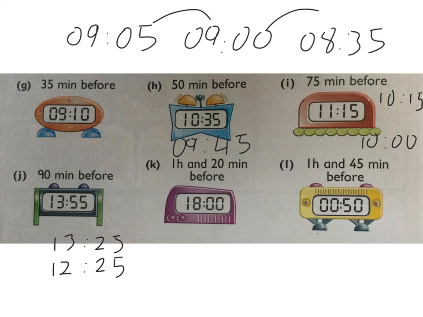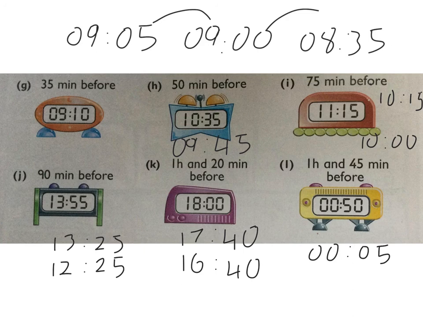An hour and 20 minutes before. Take away the 20 minutes first, so 17:40, then take away the hour, 16:40. Okay, an hour and 45 minutes before. So it's quite a tricky one. If you take the 45 minutes off, it would bring you to 00:05, and then you're going back an hour before that, which would be 23:05.